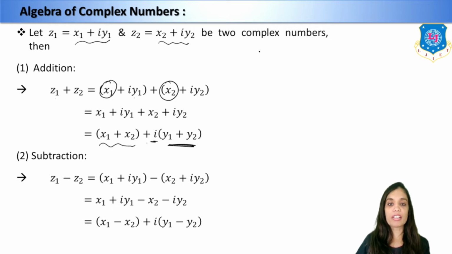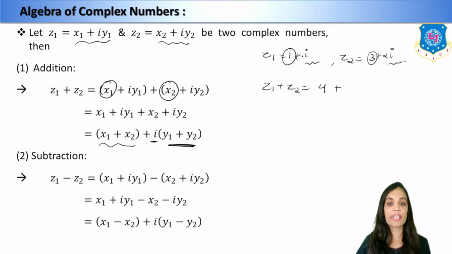For example, let us take two complex numbers, z1 as 1 plus i and z2 as 3 plus 2i. If I want to add z1 plus z2, just add firstly the real part, so 1 plus 3, it will be 4, plus. Now add the imaginary part, so it will be i plus 2i, so it will be 3i. So this is addition of two complex numbers.